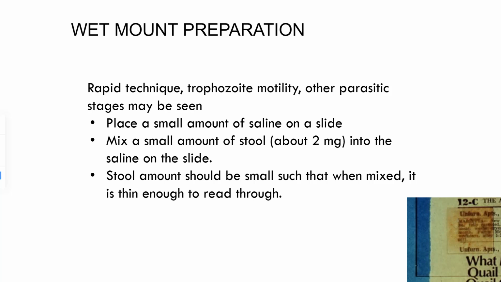Why does it have to be so thin? Because light has to be able to pass through the specimen. If we can't clearly see through the specimen, we won't be able to see the intricate details of the egg. Or if we do get lucky enough to find chunks of the worm, we won't be able to see the outlines of those chunks and the details that help us differentiate it.